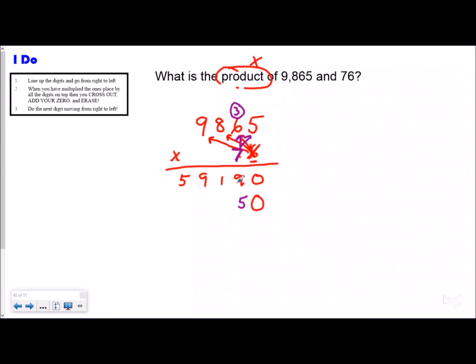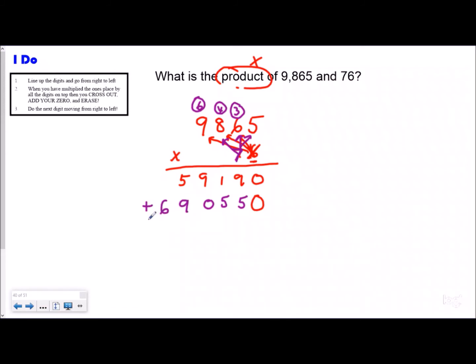So 7 times 6 is 42, plus 3 would be 45. Again, I'm going to regroup next to the 6 because that's what I just multiplied by. I like to circle it. That just helps me not forget that it's there. 7 times 8 is 56, plus 4 would be 60. So again, I regroup next to the 8 because it's multiplied by that. 7 times 9 is 63, plus 6 would be 69.